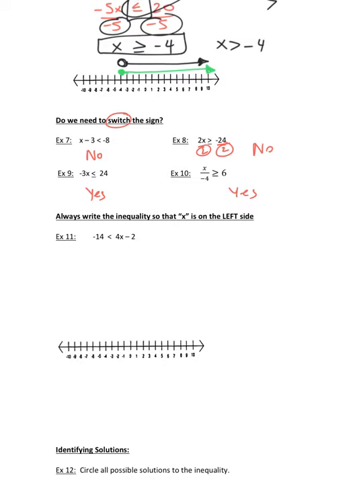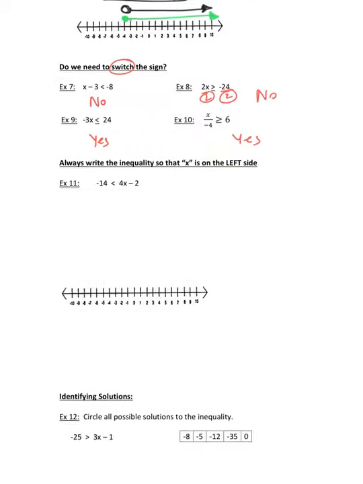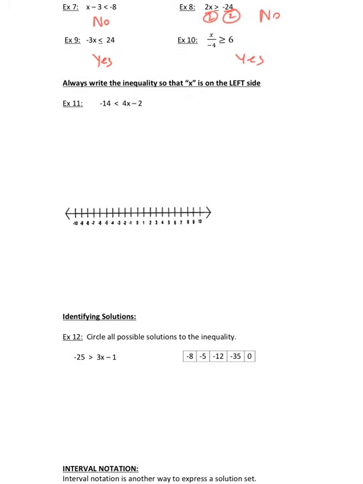Another important thing when you're working with inequalities is that you should always rewrite the inequality so that the x is on the left side. So if you see an inequality written like this, you want to have the x term on your left side. So if you rewrite it, 4x minus 2, now we're reading it backwards, is greater than negative 14. So make sure that you switch that symbol to reflect that you're reading it backwards.